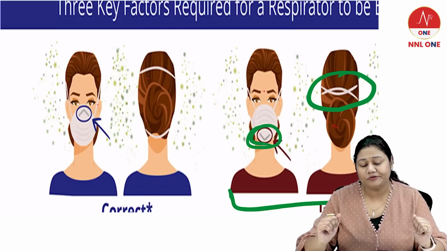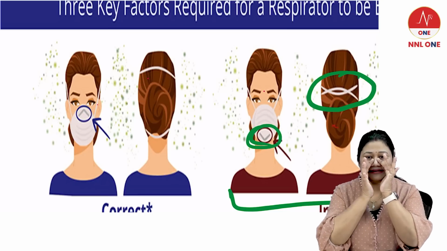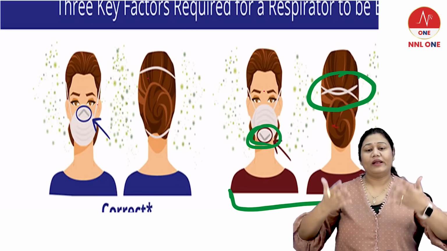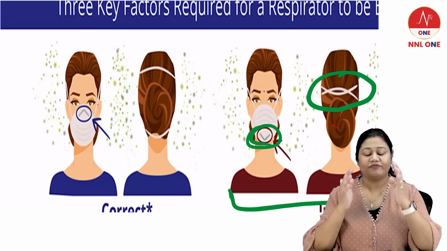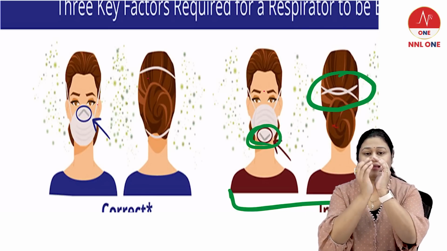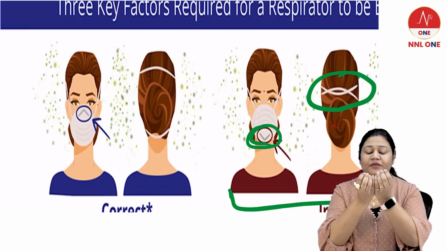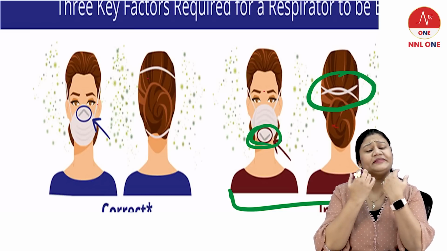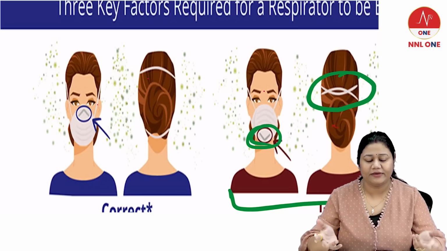So how will I do this seal check? I have to place my hand over the respirator, and then I will inhale. When I'm inhaling, of course I am generating a negative pressure. So the respirator will bulge inward with the negative pressure that you are creating, with no leak in the surrounding area.